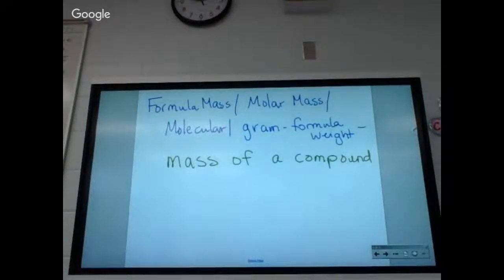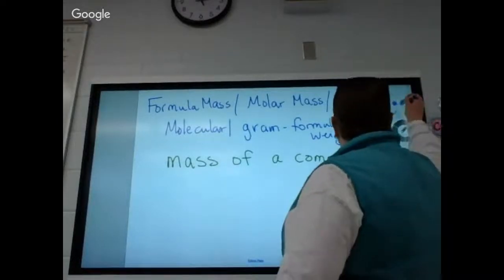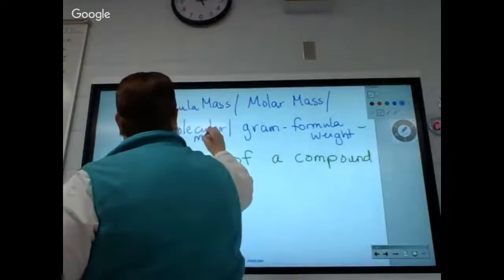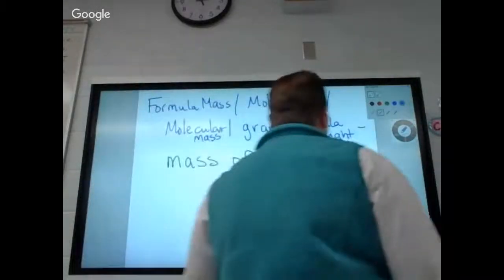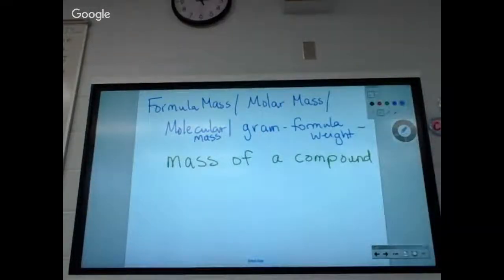So that all means a mass. You could call it a formula mass, you can call it a molar mass, you can call it a molecular mass. I left molecular mass off. Molecular mass. All right, gram formula weight. They all mean the exact same thing. Well, that was quick. It just means the mass of a compound.